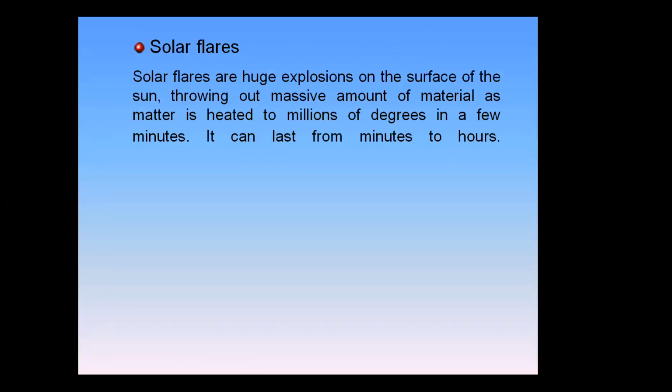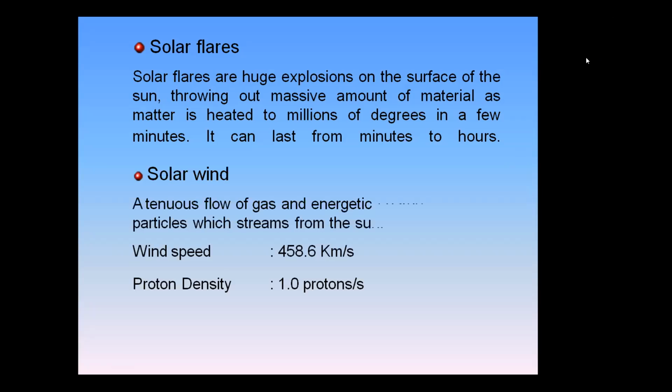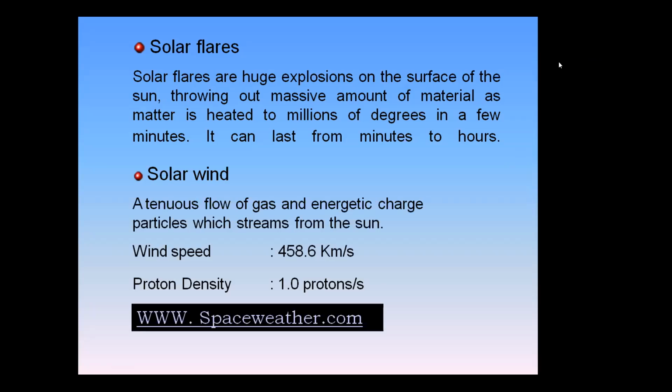Right. Okay, here, solar flares are huge explosions on the surface of the sun, throwing out a massive amount of material as matter is heated to millions of degrees in a few minutes. A solar flare can actually last for minutes to hours. Then it can produce the solar wind as well. So this flare is an energetic event. Sometimes we call it a coronal mass ejection.